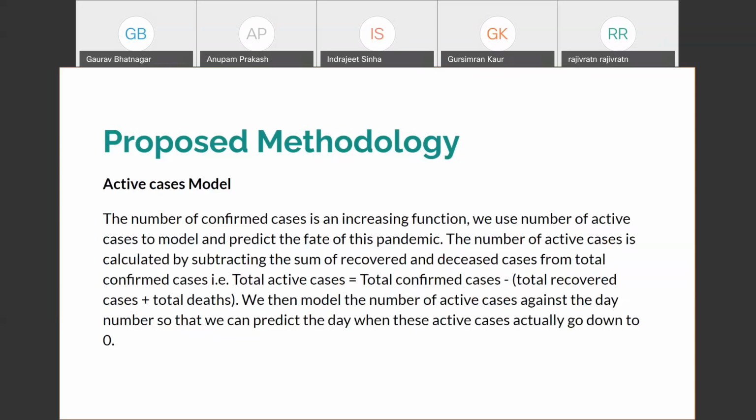Then the second approach that we tried to use was modeling the active cases. So we know that the total confirmed cases is an ever increasing function. It will always increase, but active cases is something that will go down because it is actually total confirmed cases minus total recovered cases and total death. So when patients will recover, active cases is likely to go down. So if we model the active cases, we can actually try to find out when will active cases turn to zero. To model these active cases, we have used polynomial regression.